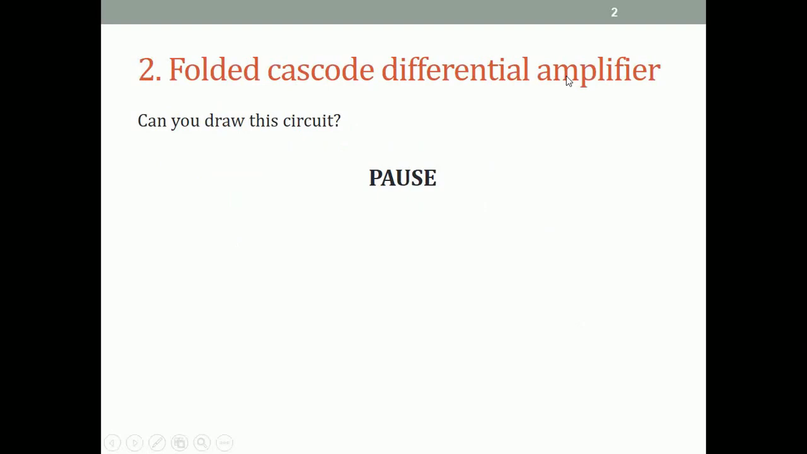Alright, you have drawn the telescopic cascode differential amplifier. Now you just pause and draw the complete circuit of a folded cascode differential amplifier. It's very important that you learn what this looks like without or before I show it to you.